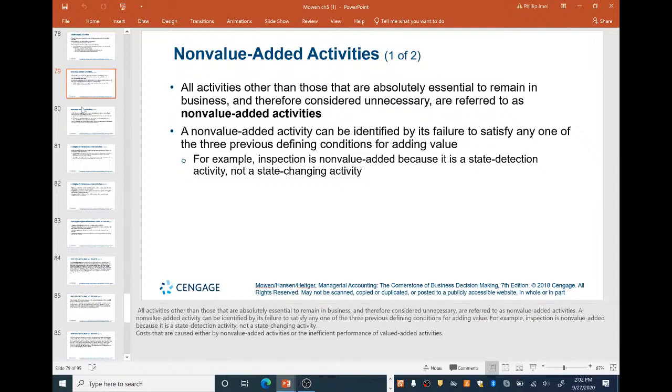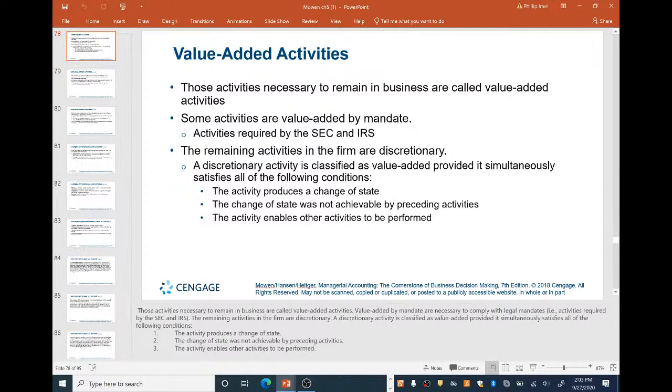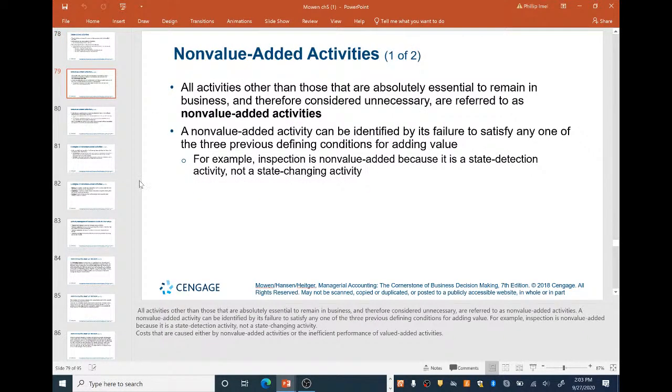Now let's talk about non-value added activities. All activities other than those that are absolutely essential to remain in business, and therefore considered unnecessary, are going to be referred to as non-value added activities. These can be identified by their failure to satisfy any one of the 3 previous defining conditions for adding value. Once again, we're talking about these 3 conditions right here. They fail to meet any of these 3 conditions. A good example is the inspection of a machine or a process, which is not value added because it's a state detection activity and not a state changing activity. They're just detecting the state of the activity to make sure it's up to par.